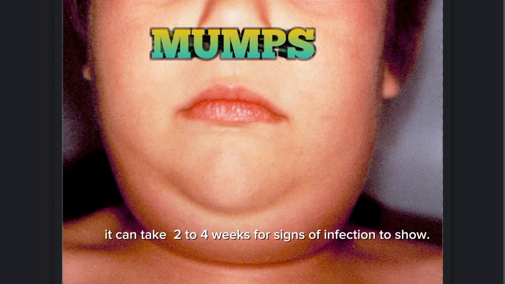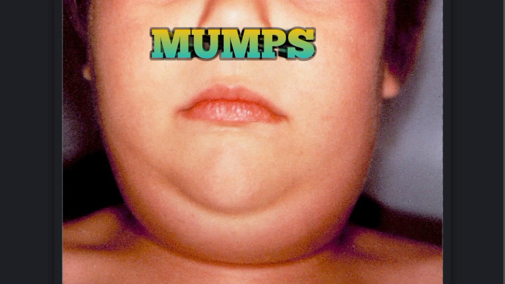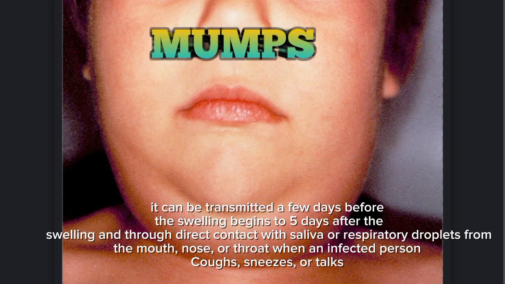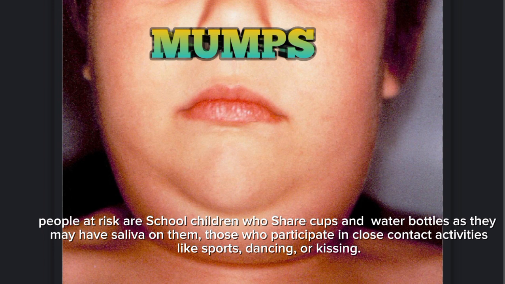It can take 2 to 4 weeks for signs of infection to show. It can be transmitted a few days before the swelling begins to 5 days after the swelling, through direct contact with saliva or respiratory droplets from the mouth, nose or throat when an infected person coughs, sneezes or talks. People at risk are school children who share cups and water bottles, as they may have saliva on them. Those who participate in close contact activities like sports, dancing or kissing.